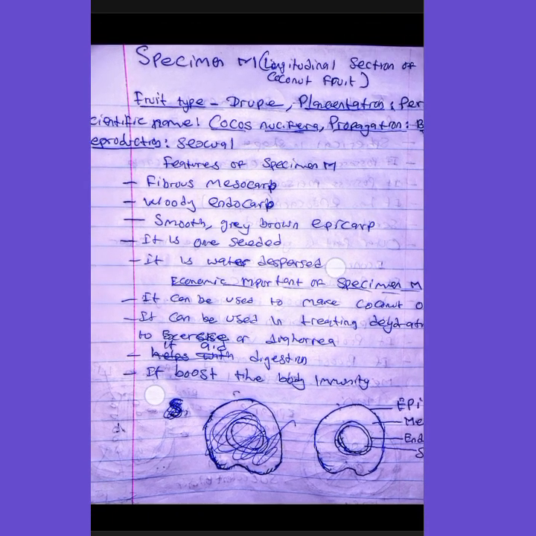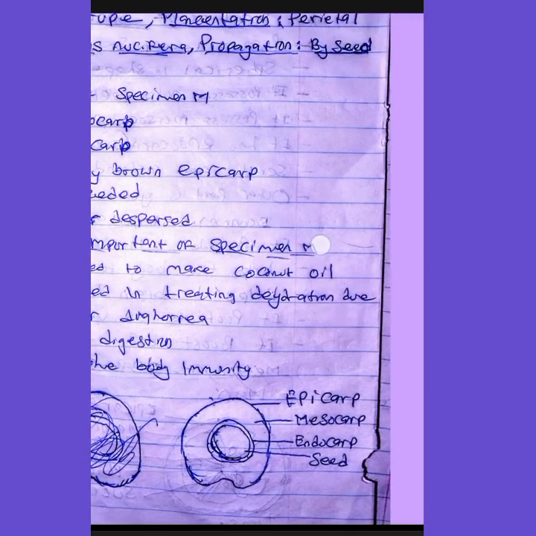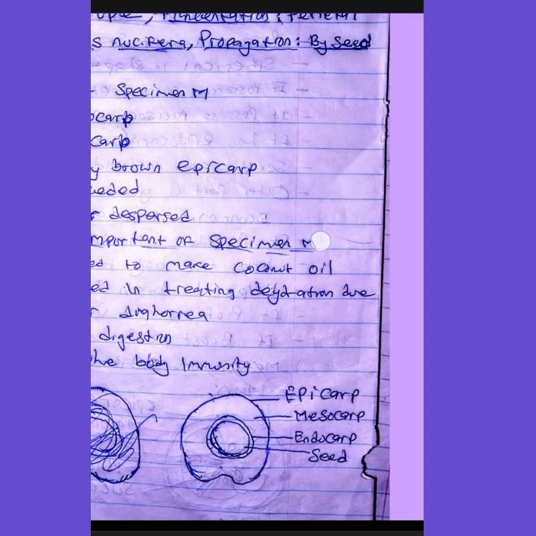Equally important, it's used in making coconut oil. It can be used in treating dehydration due to exercise. It aids digestion and builds the body. When you see a diagram, you have the epicarp, the mesocarp, the endocarp, and the seed.